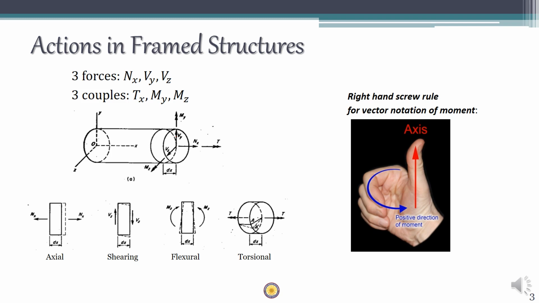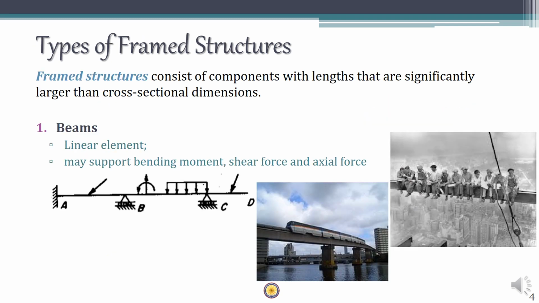Now let's see different types of frame structures. Frame structures are basically those structures whose components have significantly larger length compared to the cross-sectional dimensions. Starting with the simplest one, the beams. Beams are linear elements. They are primarily flexural elements which can resist bending moment and shear force. Sometimes they can also resist axial force.